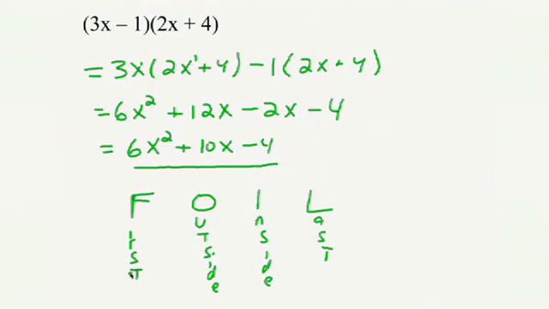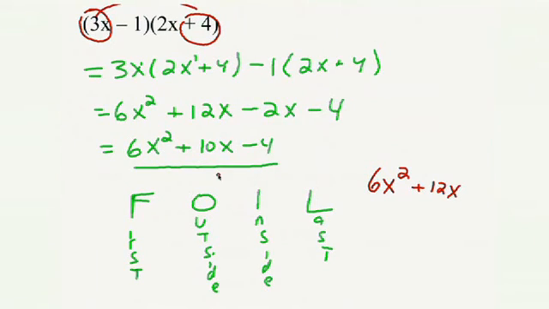The first tells us to multiply the first thing by the first thing. 3x times 2x is 6x squared. Outside or outer tells you to multiply this term by this term. These are the outside terms. 3x times positive 4 is positive 12x.